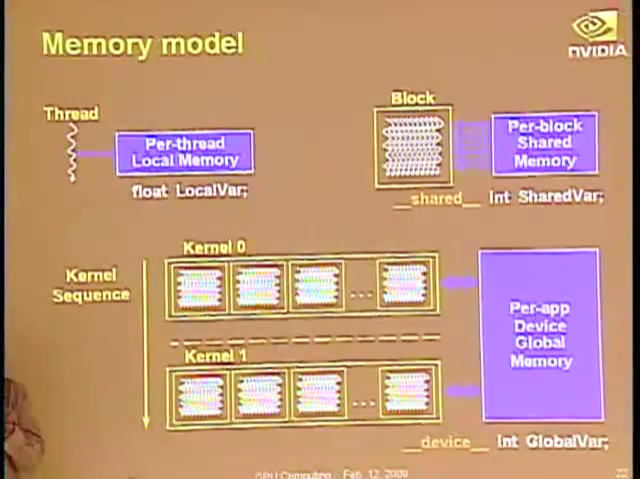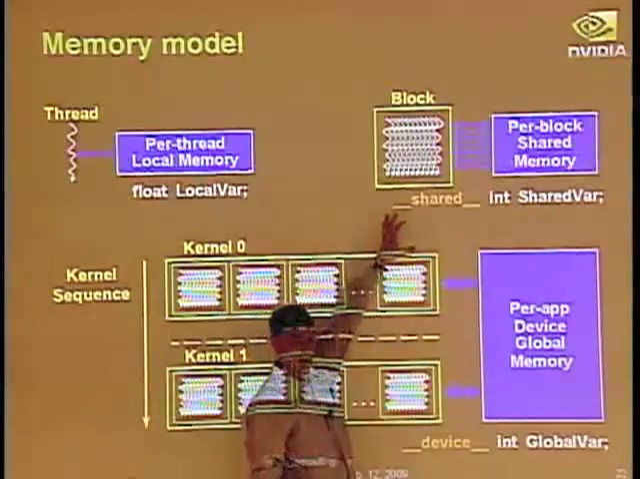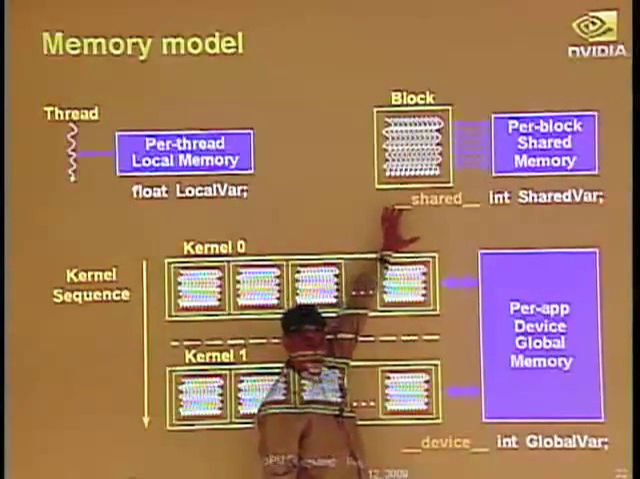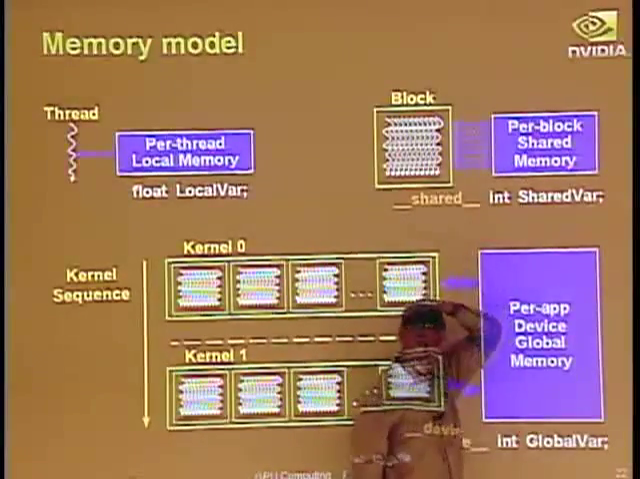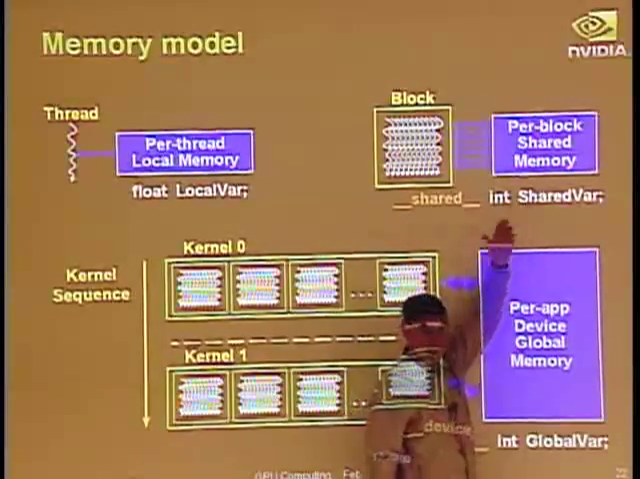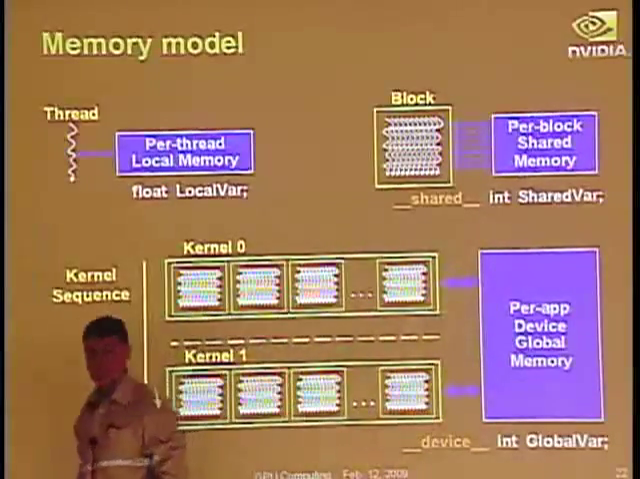We restrict communication so that the threads in the same thread block run in the same multiprocessor, and they all actually talk to the same shared memory. So this is quick, low latency, localized, and we get good performance.